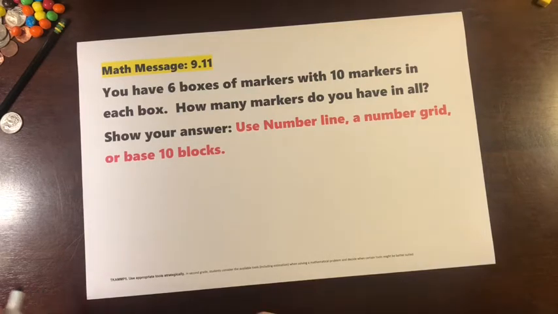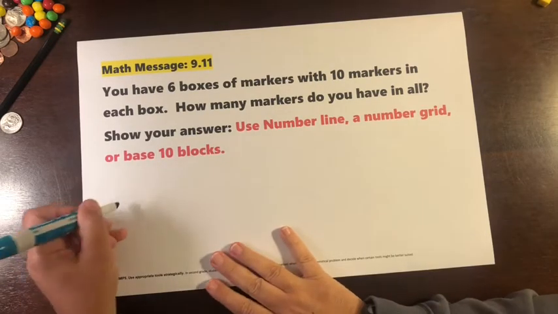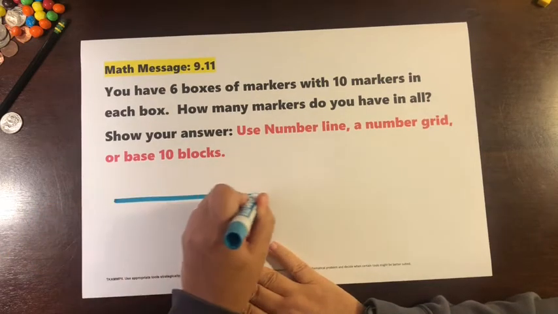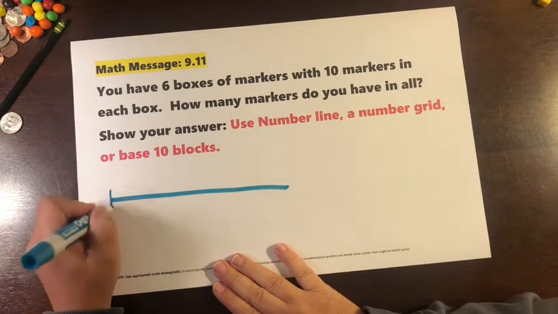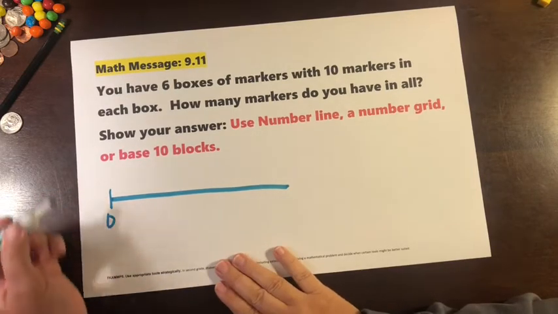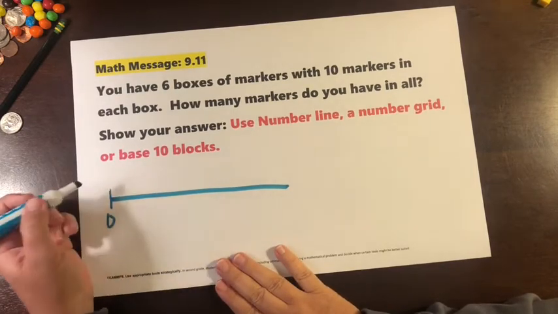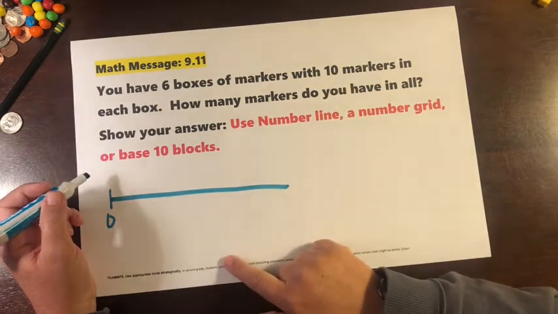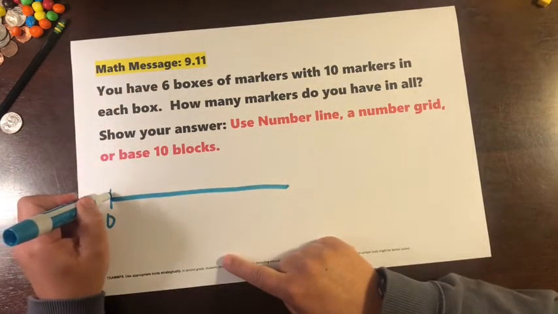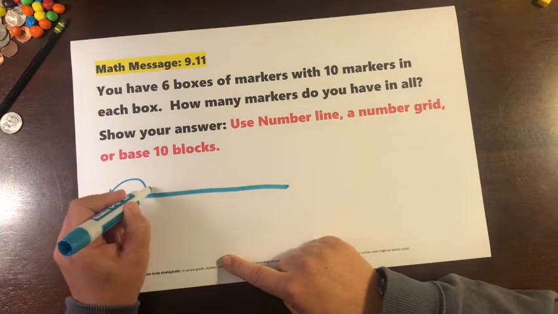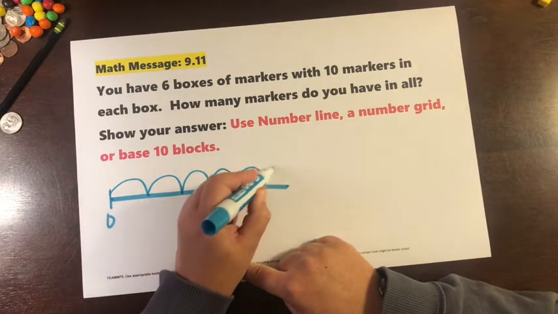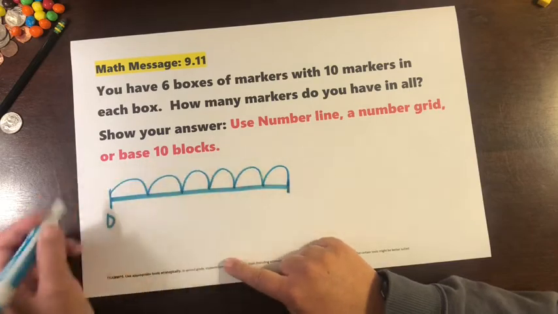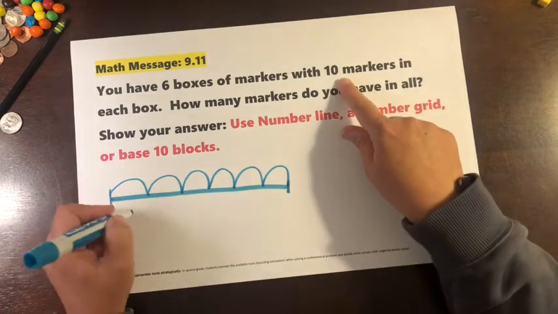So let's check our work. With a number line, you are going to start at 0, and for each of your jumps, you can jump by tens, and we have to jump 6 times. So 1 jump, 2, 3, 4, 5, and 6, and where we land. So we're jumping by tens.